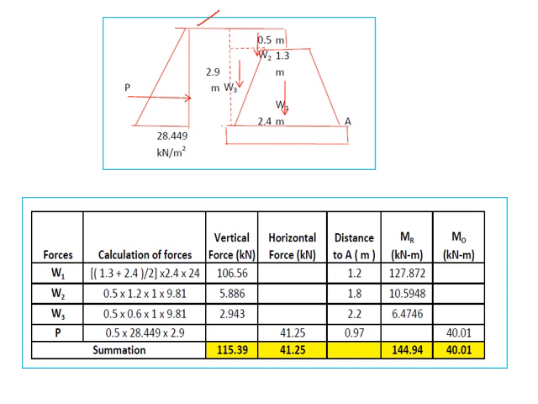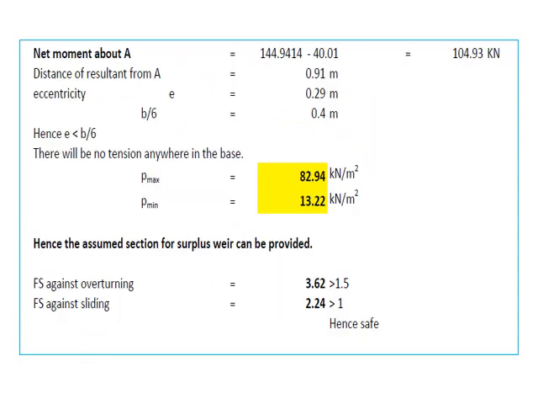Similarly, the water pressure can be calculated, half base into height, which gives 41.25, where the distance is 2.9 by 3. So therefore we can take the summation of vertical forces, summation of horizontal forces, summation of resisting moment, summation of overturning moment. Similarly, the net moment can be calculated by sigma Mr minus sigma Mo, so that gives 104.93 kilonewton meters. So the distance of the resultant to A, that is sigma M by sigma V, comes to 0.91.